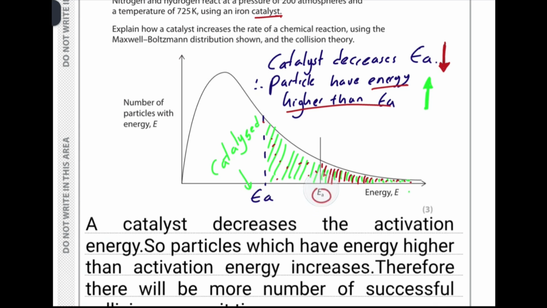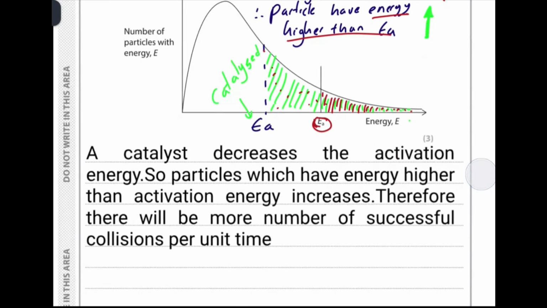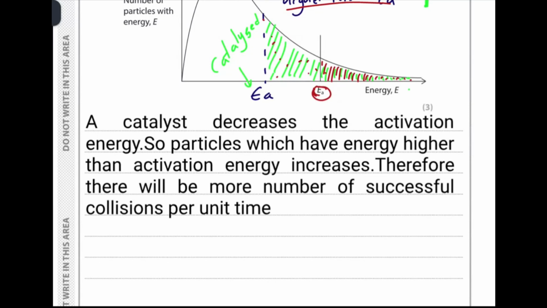Initially, when the activation energy was high, there are fewer particles that have the ability to react. But when the activation energy decreases, the molecules that have energy higher than the activation energy increase, so there will be more successful collisions per unit time. So I mentioned here: the catalyst decreases the activation energy, so particles which have energy higher than the activation energy increase, therefore there will be more successful collisions per unit time.